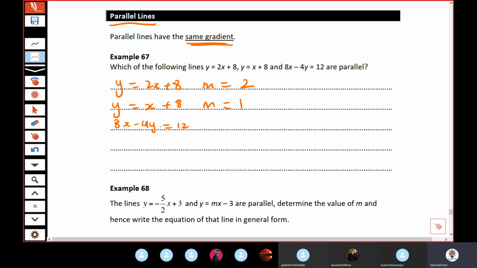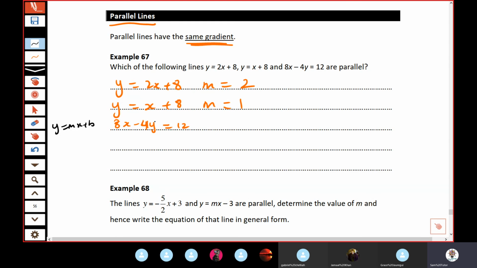Wait, that's so weird. Is that even allowed? No, because it's got to be y equals mx plus b. So what do we have to do for this? We're going to make it into gradient intercept form, which is make y the subject, everything else on the other side.